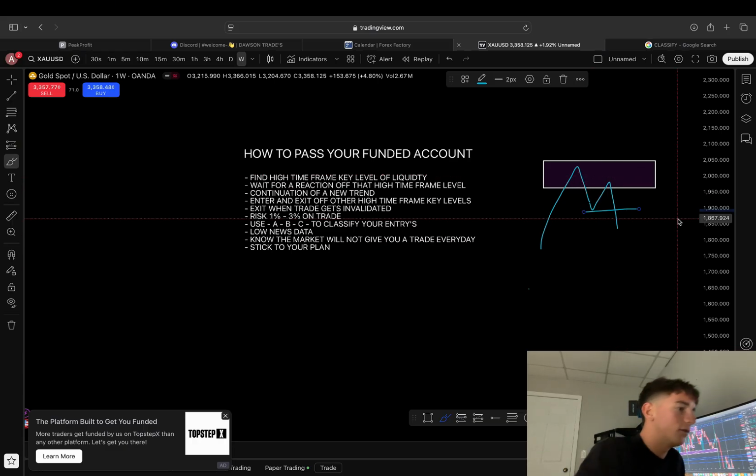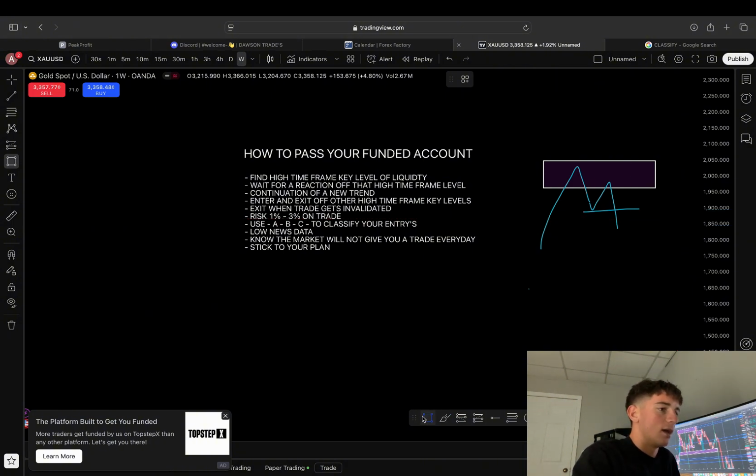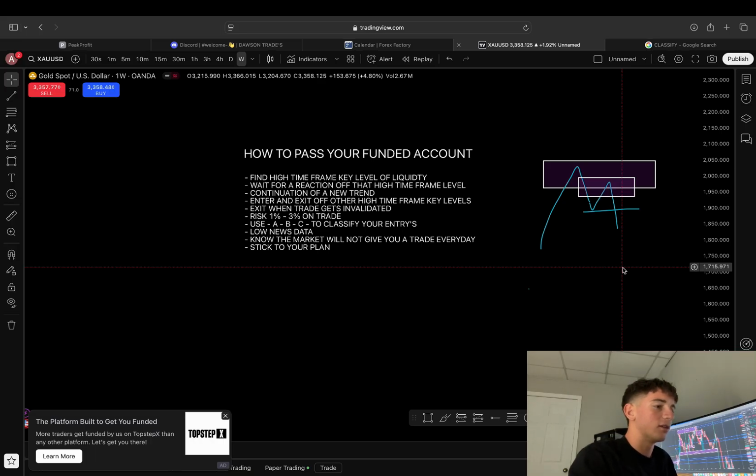Next thing you want to look for is your entry. You want to enter off a break of structure, liquidity sweep, fair value gap, inverse fair value gap, something like that, something with a better entry point but still a safer route when you're passing the fundeds.